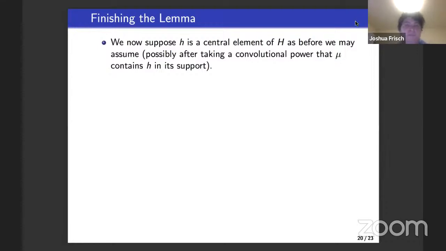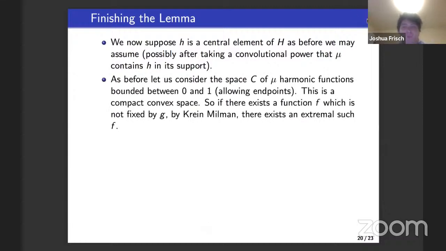And as before, we might just take a convolution power so that h is in the support. As before, let's consider the space C of mu harmonic functions bounded between 0 and 1, allowing endpoints. As before, this is a compact convex space. So if there's a function f which is not fixed by h, then there exists an extremal such function.